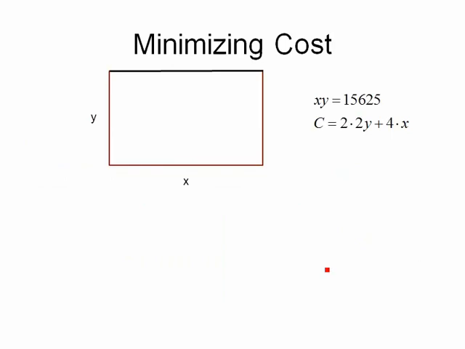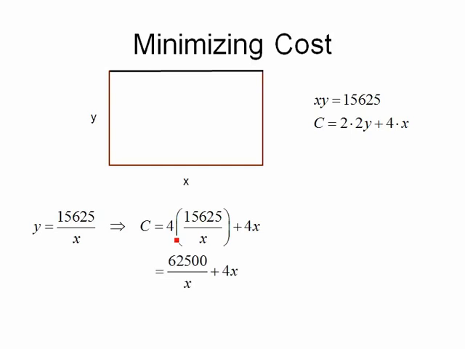So the way I'm going to do that is I'm going to take my area equation up here, xy equals 15,625, and solve it for one of the variables. I'm going to solve it for y. So what I get is y equals 15,625 divided by x, and now I'm going to put that into the cost equation. That gives me C equals 4 times 15,625 over x plus 4x. I've gone ahead and multiplied the 2's together to give me that 4.